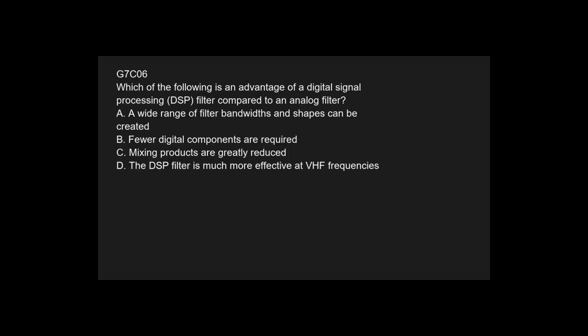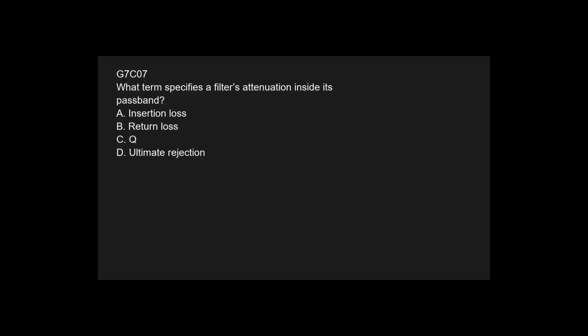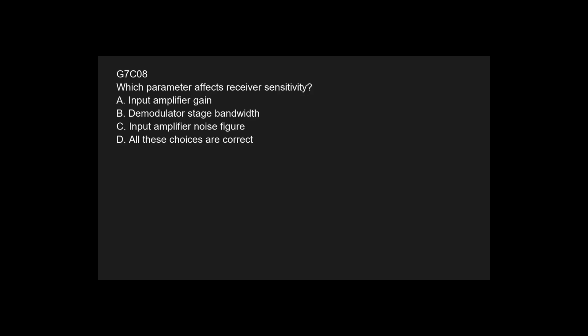Question: which of the following is an advantage of a digital signal processing, DSP, filter compared to an analog filter? The correct answer is A. A wide range of filter bandwidths and shapes can be created. Question: what term specifies a filter's attenuation inside its passband? The correct answer is A. Insertion loss. Question: which parameter affects receiver sensitivity? The correct answer is D. All these choices are correct.